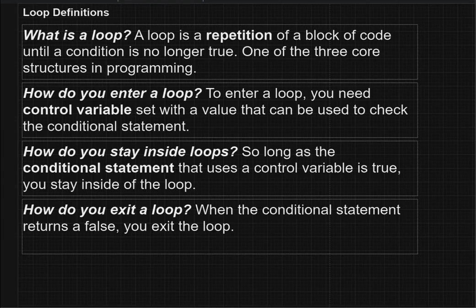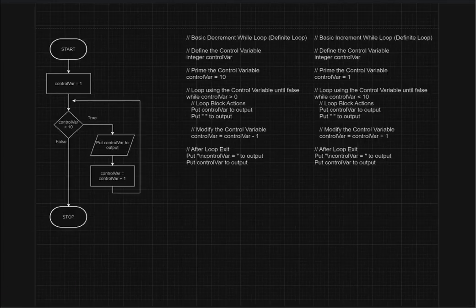And then how do you enter a loop? To enter a loop, you need the control variable. You want to make sure you set it with a value that can be used to check the conditional statement. And how do you stay inside the loop? So long as the conditional statement is true, the loop will continue. And how do you exit the loop? This is when the condition is false. So if I'm hungry, I'm going to continue eating. If I don't feel hungry, then I stop eating. Things like that.